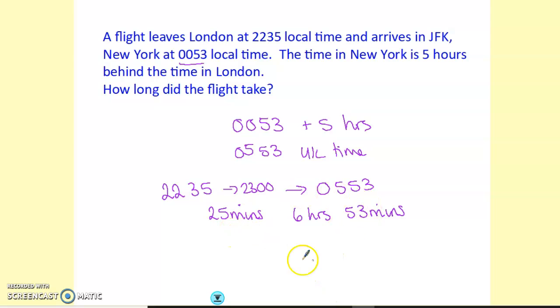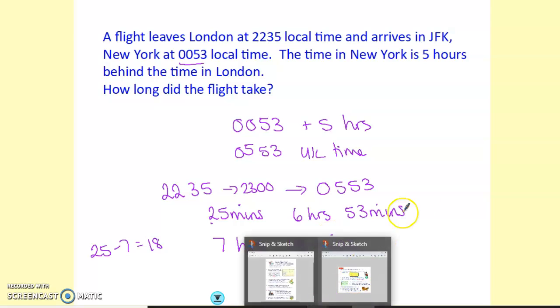Altogether then, 53 minutes and my 25 minutes, I'm going to take 7 of those minutes to get me up to 7 hours. So I've taken 7 off here. That gives me 18 minutes. So my flight time would be 7 hours and 18 minutes.